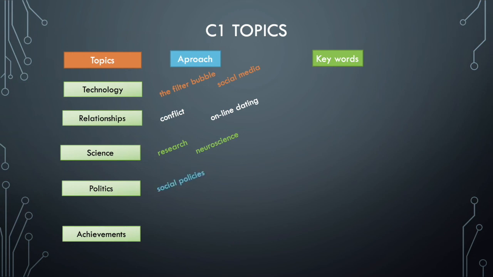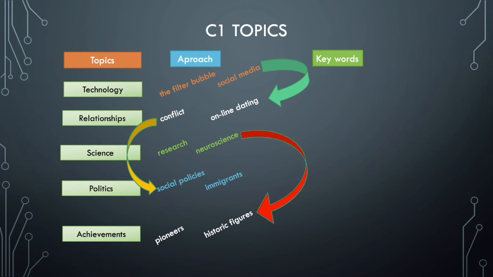All right. Politics. You can discuss social policies that may or may not be controversial. Immigrants, well, that's a hot button issue, isn't it? Achievements, we have seen that in the C1 class: pioneers, people that break new ground, revolutionaries, historic figures. These are intertwined somehow. Look at this. Social media is connected to online dating. Conflict can arise in issues pertaining to social policies. Neuroscience might be construed as a topic that involves mentioning certain scientists.